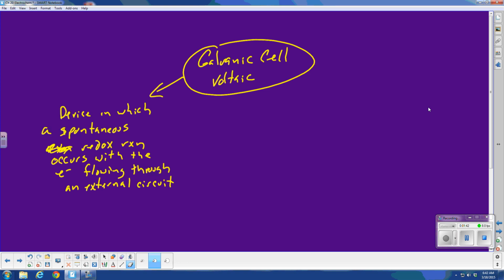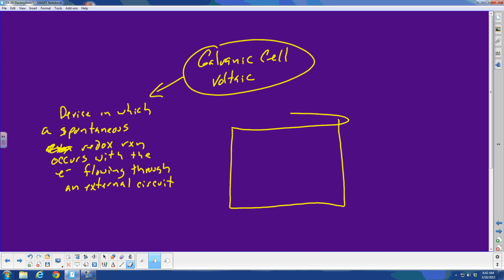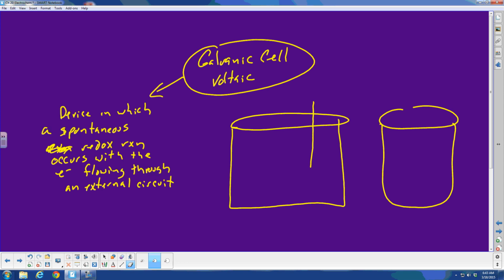And usually what we have is we will have something that looks like this, right? Here's some kind of large beaker. And usually there are two large beakers, okay? We have to have a couple of electrodes in here. So here's an electrode, and here's an electrode. And those two electrodes are hooked up by a wire, right? And then I'm going to have some fluid, a solution, in here.